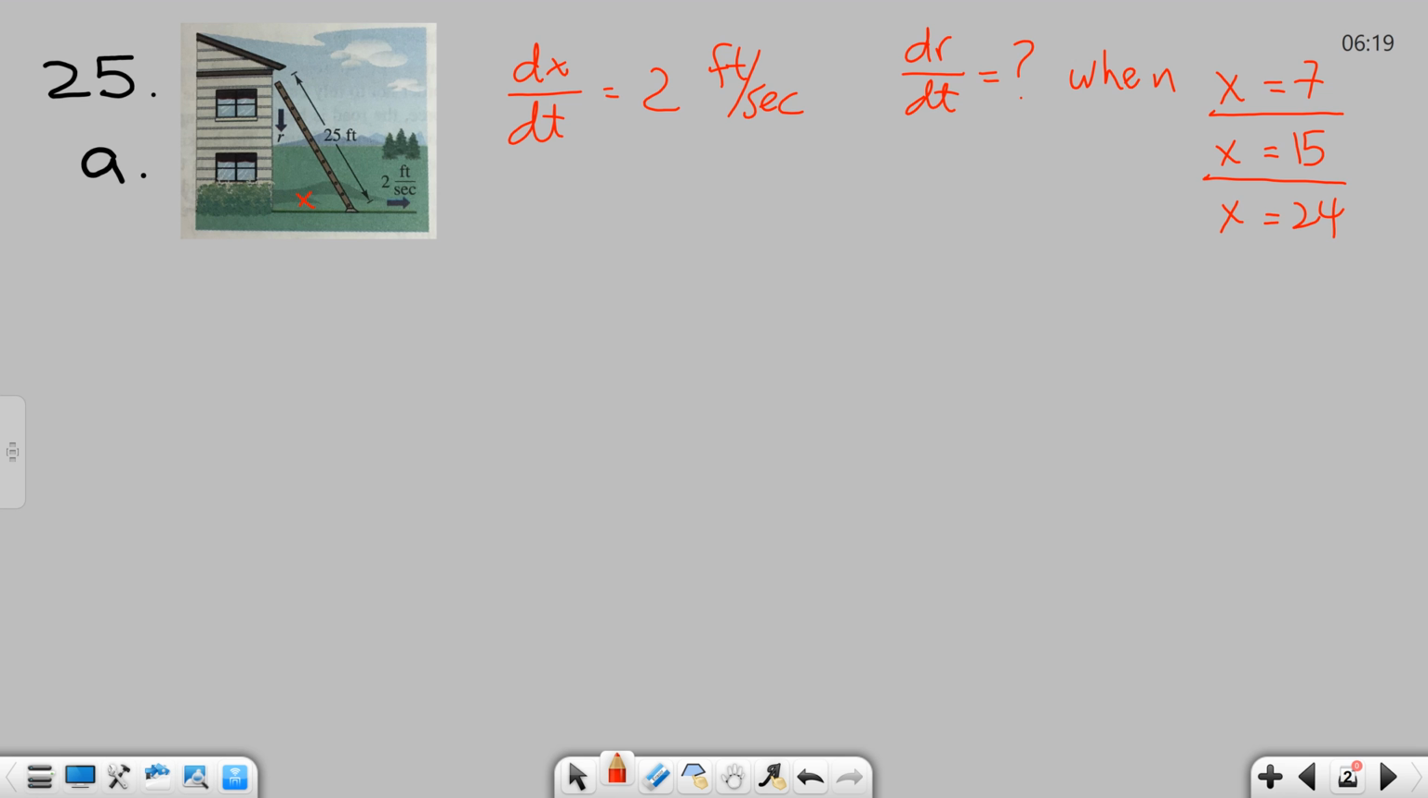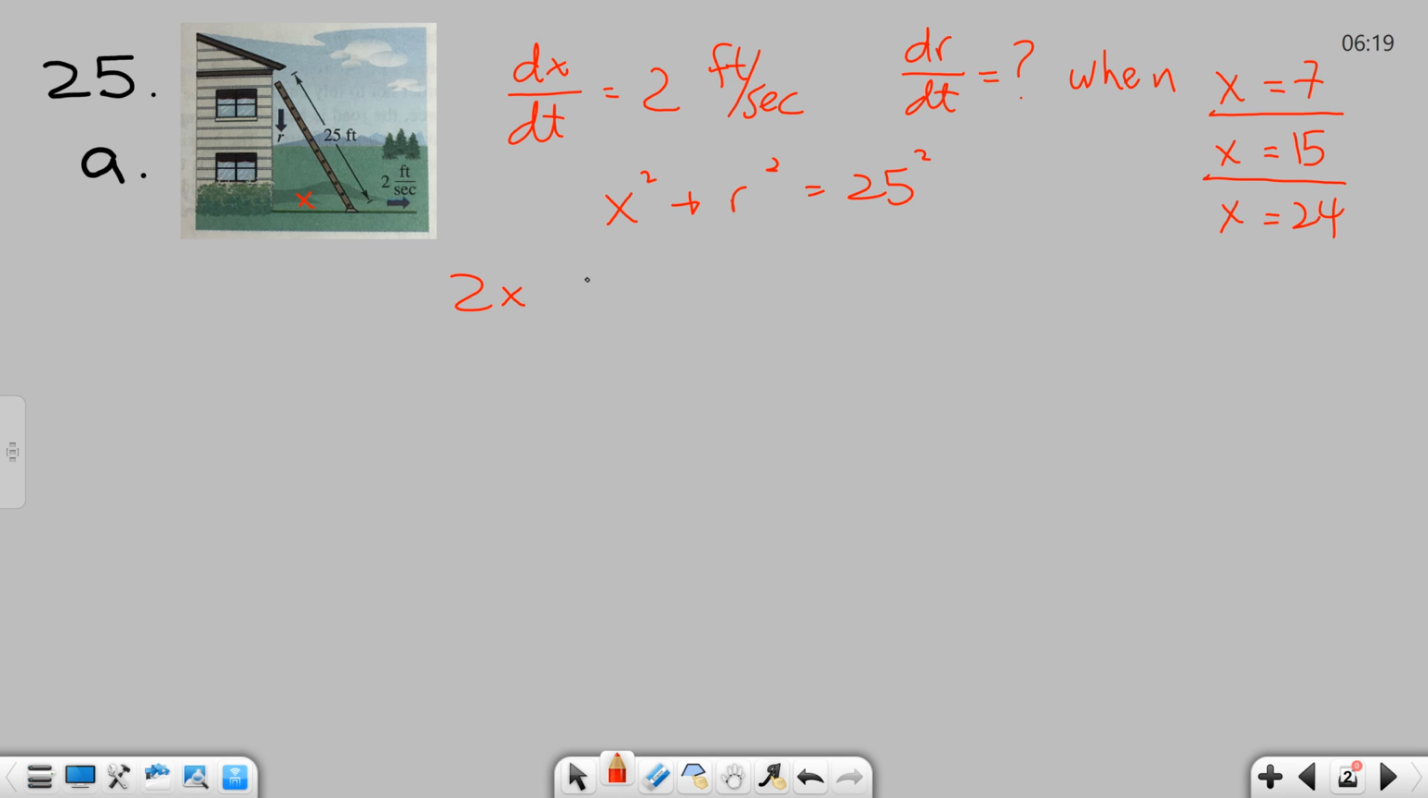So in this case, we have a general equation of the Pythagorean theorem. So this is x squared plus r squared is equal to 25 squared. And notice in this I plugged in 25 right away because that's a constant value in the problem. The length of the ladder never changes as it slides down the building. So I can put that in right away.